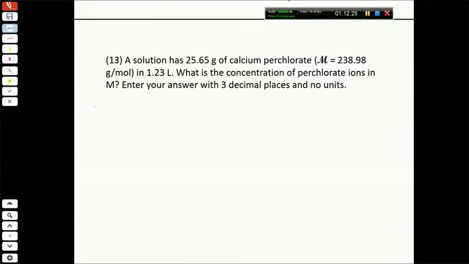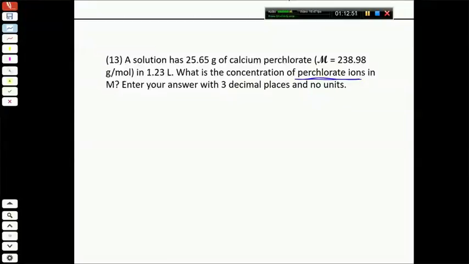So this question deals with molarity. We have a solution of calcium perchlorate. It has 25.65 grams of that dissolved in 1.23 liters of solution. What is the concentration of perchlorate ions? So again, this is another one where we have to look closely at what the question is asking. We want the concentration of perchlorate ions in units of molarity. All right, another numerical type question.